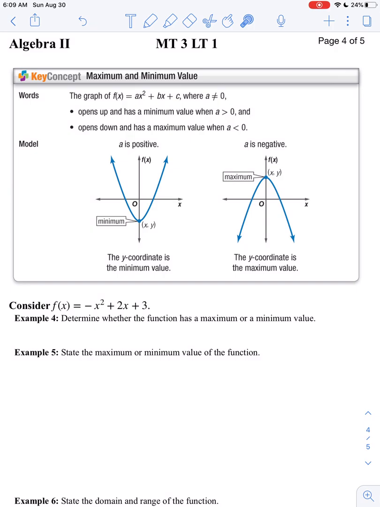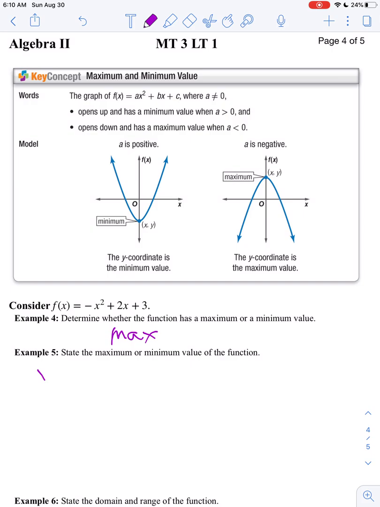So if we take a look at example 4, I want to determine whether this function has a maximum or minimum value. Well, if I look at the leading coefficient, notice it's negative. It's a sad parabola. Since it's a sad parabola, that would be a maximum because everything's going to be below that point. So this has a maximum. Now I want to state the maximum or minimum value of the function. So in other words, I'm going to find the vertex.